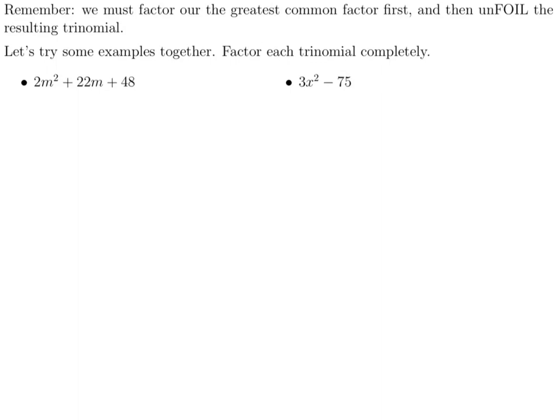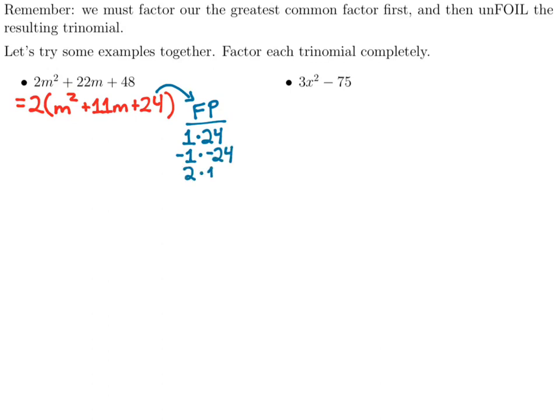Hey, welcome back. All right, so the deal here now is that we've got these common factors, which is a number you can take out of distributing first. So for example, in this first problem, you can factor out the 2 first, and it makes m squared plus 11m plus 24. Now that we've done that, the rest is the same as before. 24 is the number you want. It's got some factor pairs. You've seen these before. 1 and 24, negative 1, negative 24, 2 and 12, negative 2 and negative 12.